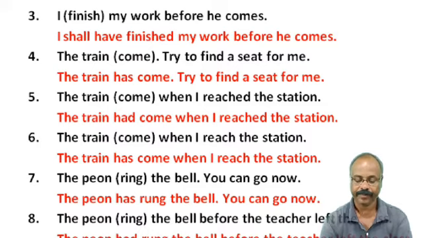Number five, the train come when I reached the station. Answer, the train had come when I reached the station. Number six, the train come when I reach the station. Answer, the train will have come when I reach the station.